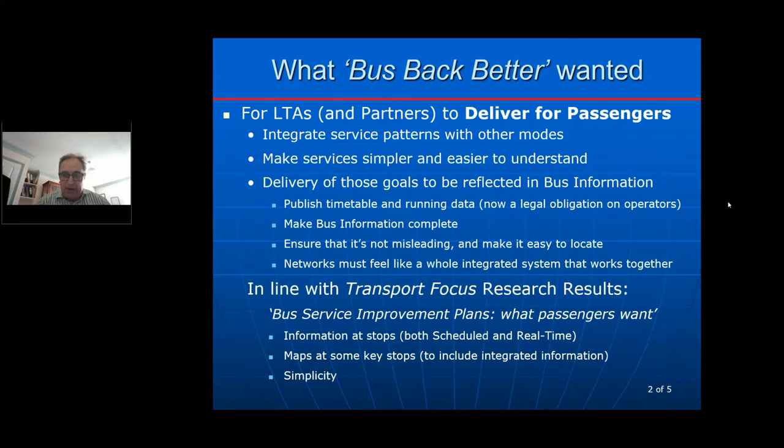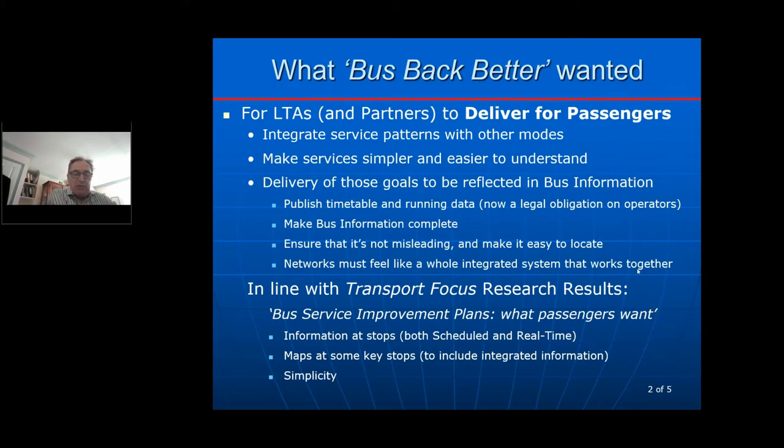We've heard briefly about bus service open data, the requirement for operators to publish timetable and running data. A big theme within the guidance for BSIPs was to make bus information complete, ensure that it's not misleading, make it easy to locate, and to make networks feel like a whole integrated system.